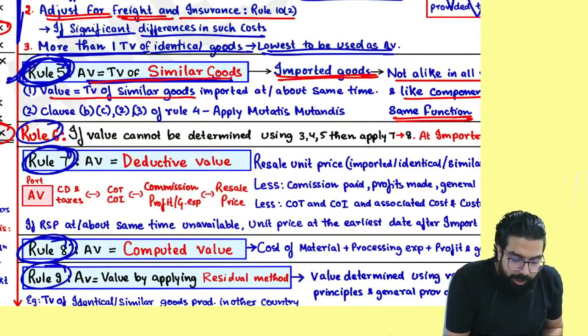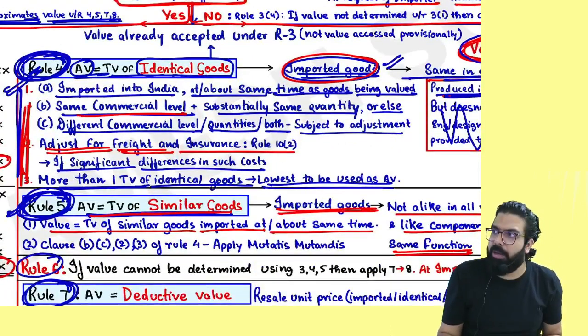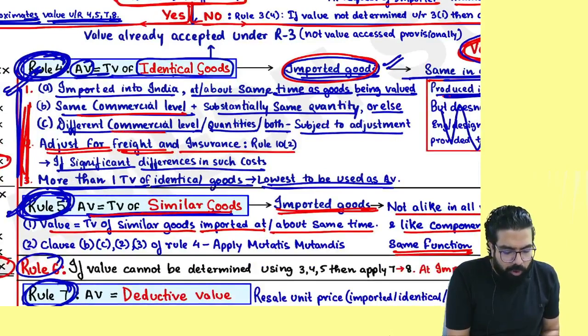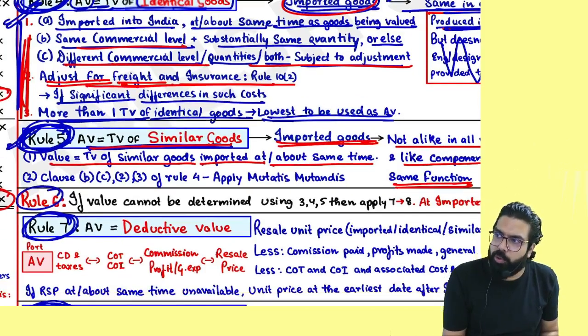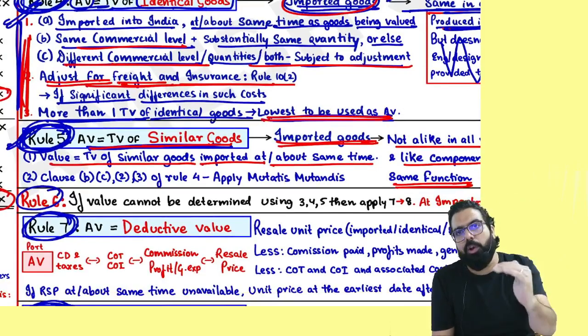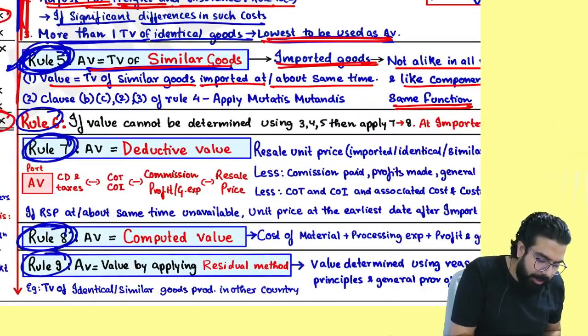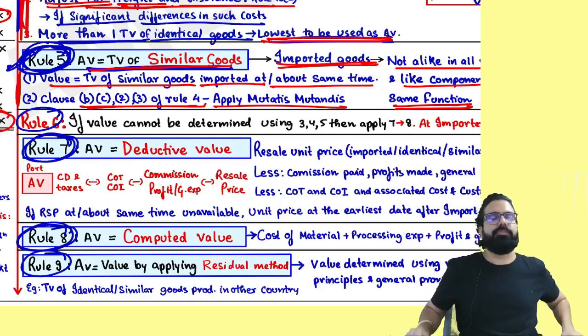Then they are telling, see, all the other points will apply over here also. Transaction value of similar goods imported at or about the same time. Rest everything is same. Sir, same commercial level, same quantity. If it could not be the same commercial level, then do the adjustment. Sir, freight and insurance adjustment you do. If more than one similar goods' value is there, take the lowest.